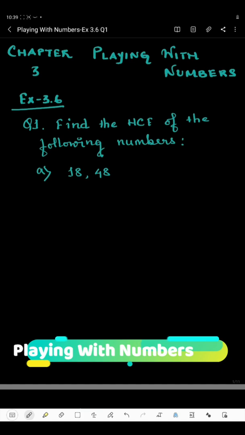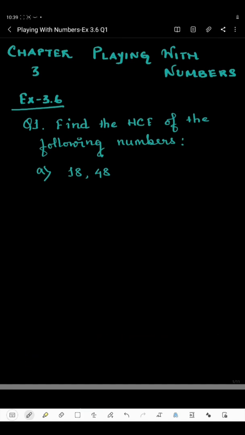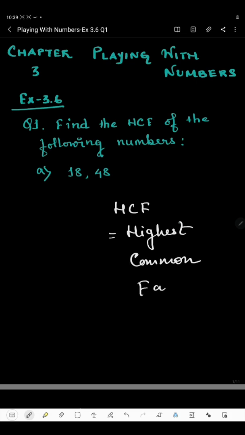Hello students, today I am starting with question number 1 of exercise 3.6. Now in this question we have to find the HCF of the following numbers. Okay, now what do you mean by HCF? HCF means highest common factor. Okay, now what is a common factor?